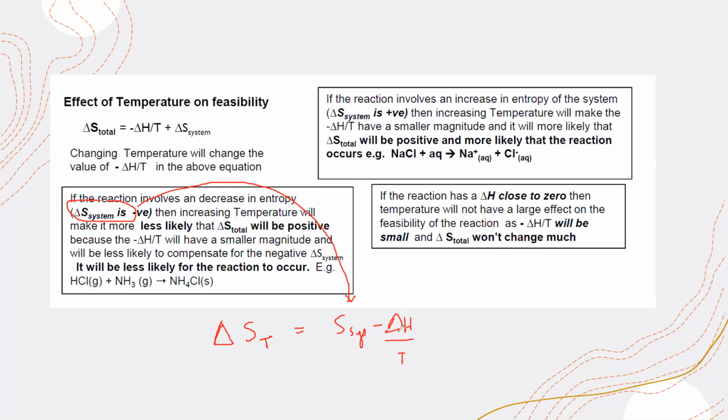And it depends on whether a reaction is endothermic or exothermic. If a reaction is exothermic, then this value will be positive. So system negative, this value positive. So what happened? If I decrease the temperature, the total entropy of the system will increase. So more likely we will have a positive value for the total entropy.